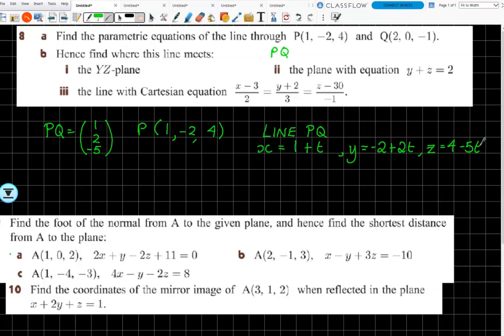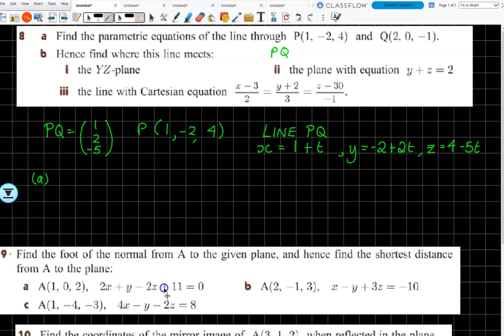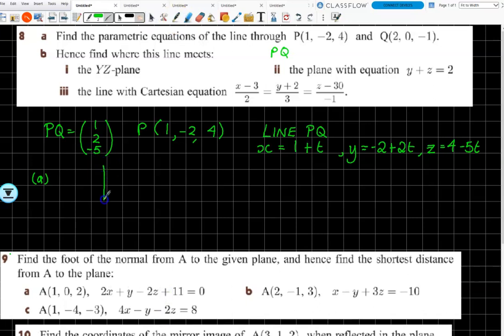Hence find where the line meets the YZ plane. Don't bother madly copying. I'd rather you are just thinking rather than copying. So where it meets the YZ plane, do we agree that would be this thing here? We've got this line that's going into it. Similar to when we found where it cuts the y-intercept or the x-intercept, what would be my x value when it's actually hitting there?